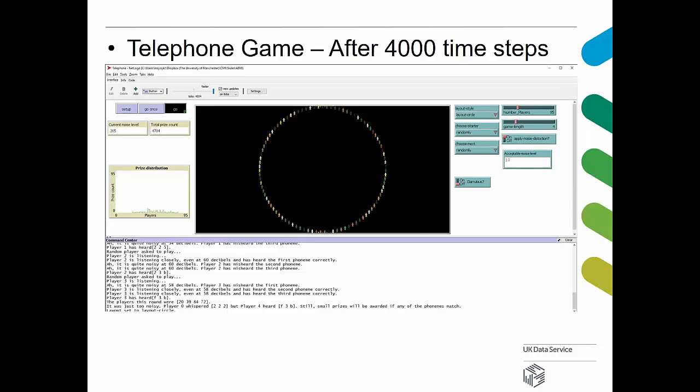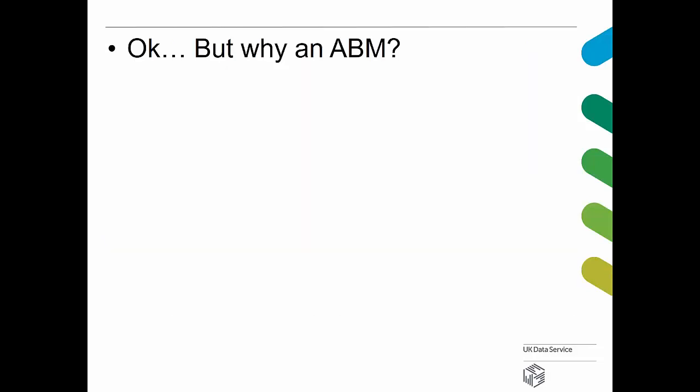And again, if I skip forward to 4,000 time steps, the colors have all changed. The prize count is much higher. Current noise level is 205, so it's very noisy right now. And you'll see that the distribution of colors not only has shifted, but is also much flatter. It's much more spread out. And that's an interesting thing. It's not something that I would necessarily have predicted about this game.